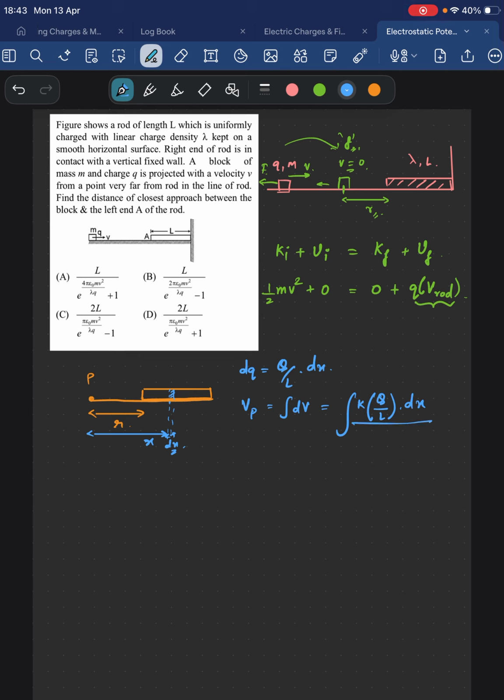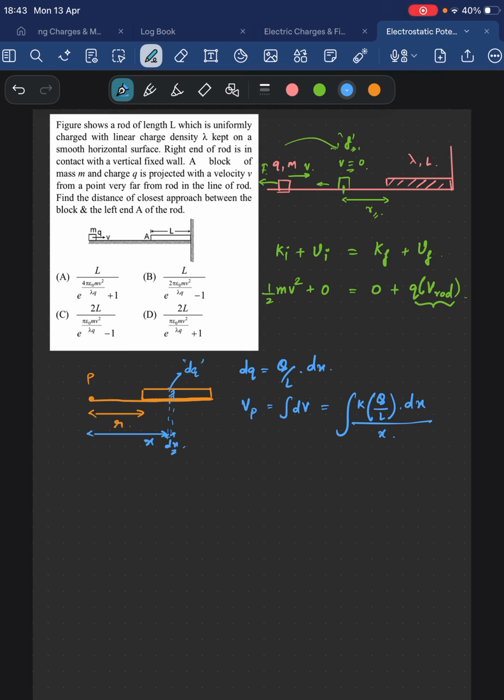So we're using kq by r as the formula. This is your charge value. And how far away is this point P from this dq charge? This point P is at a distance of x from this dq charge. So k into q by l into dx by x is the potential due to one charge at that point. The potential due to all the charges will be equal to the summation of all of them.